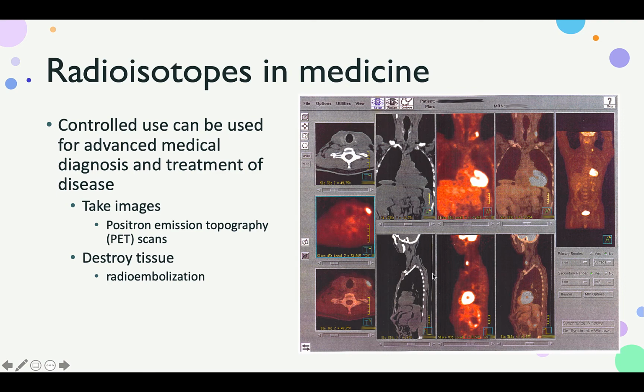So the controlled use of these radioisotopes can be used for advanced medical diagnoses and treatment of disease. They can be used to take images like PET scans, which is positron emission tomography, to detect activity in the body of a very small injection of radioactive glucose, which are the simple sugars that cells use for energy.